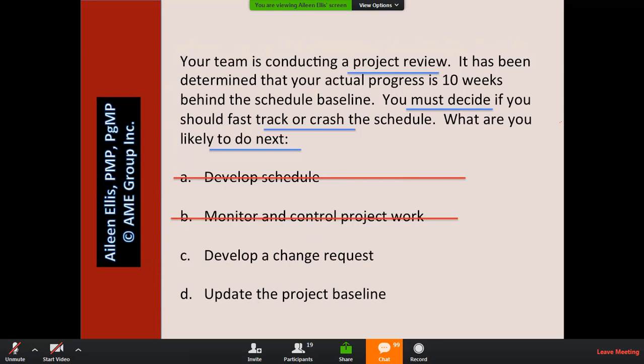B, monitor and control project work. That's probably what we're doing right now. We're in the process of monitoring and controlling. We're doing a project review. So we're probably doing B.